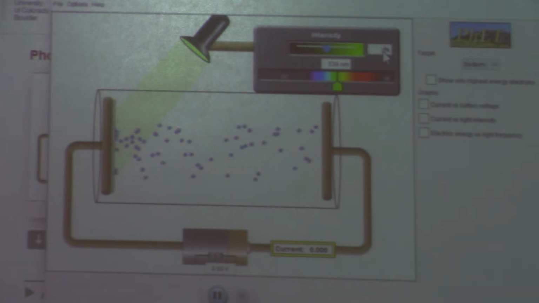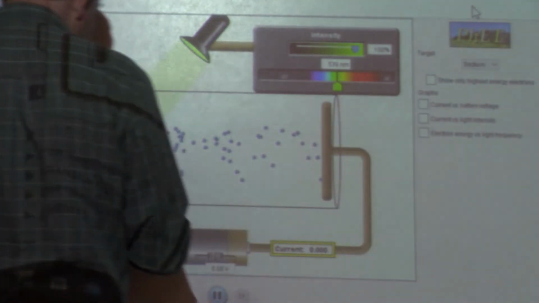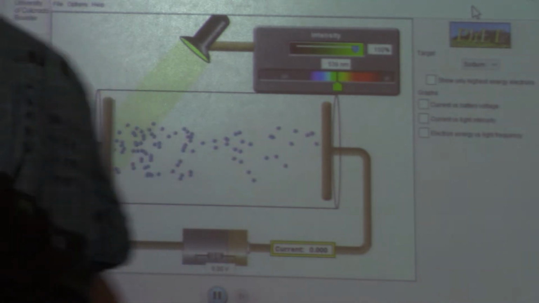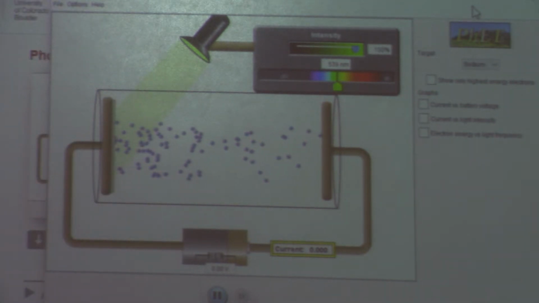And so we'll set that back to 100%. Notice as soon as I do that, I increase the number of electrons. Now, on number 8, we're going to keep this a constant. Now we're going to change the target to the different metals. Up here on the target, which is this box up here, I can change the metal that I'm shining this on.